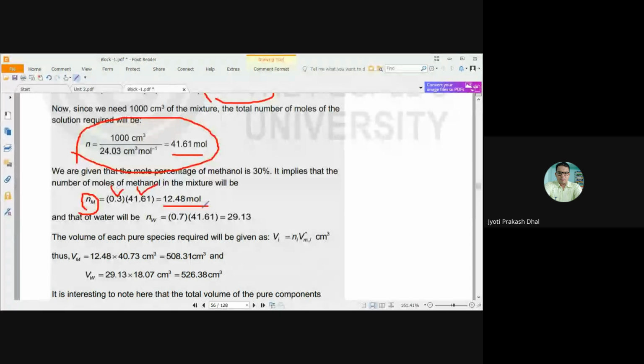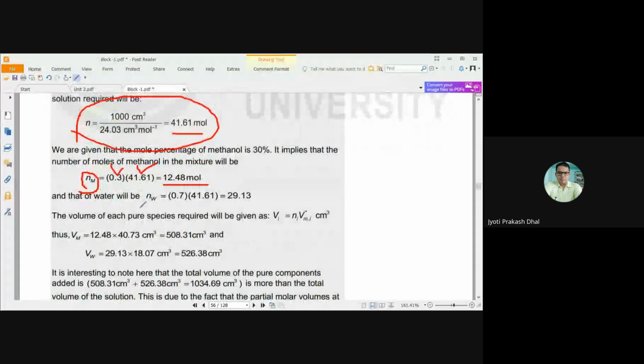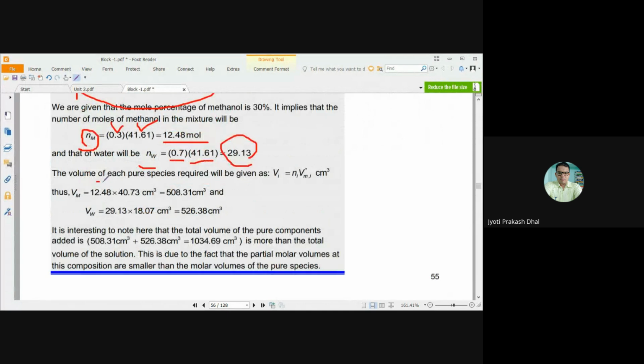And similarly, the number of moles of water equals the mole fraction of water times the total number of moles. As the mole fraction of methanol is given as 0.3, the mole fraction of water will be 0.7, into total number of moles 41.61, which becomes 29.13. And finally, the volume of each pure species required is given, so here Vm equals 12.48 into 40.73, and similarly Vw we will find out.